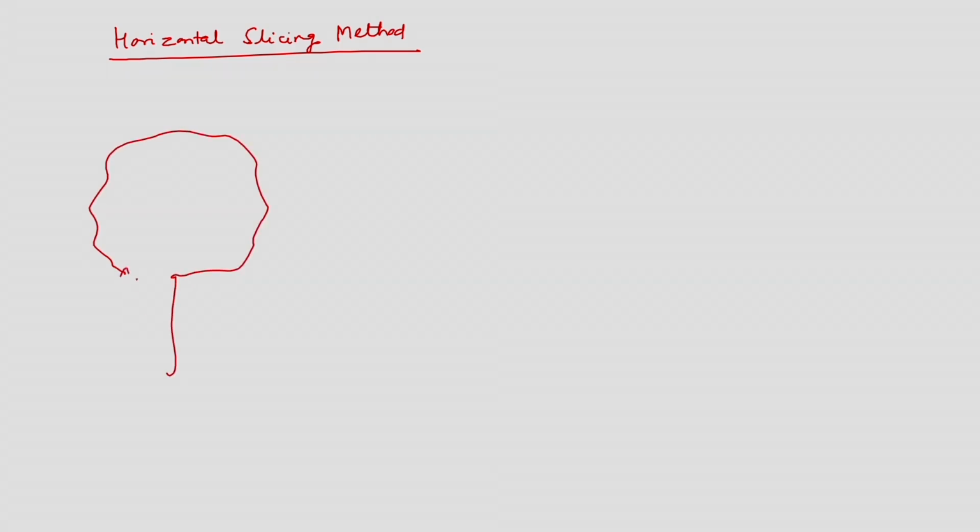So, we devise the horizontal slicing method. Let us see, I have some data. For example, there is a tree like this and there is a building.